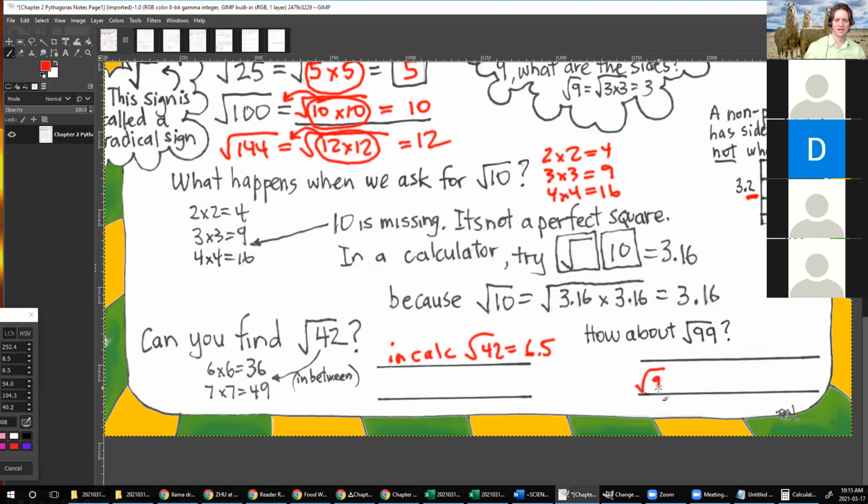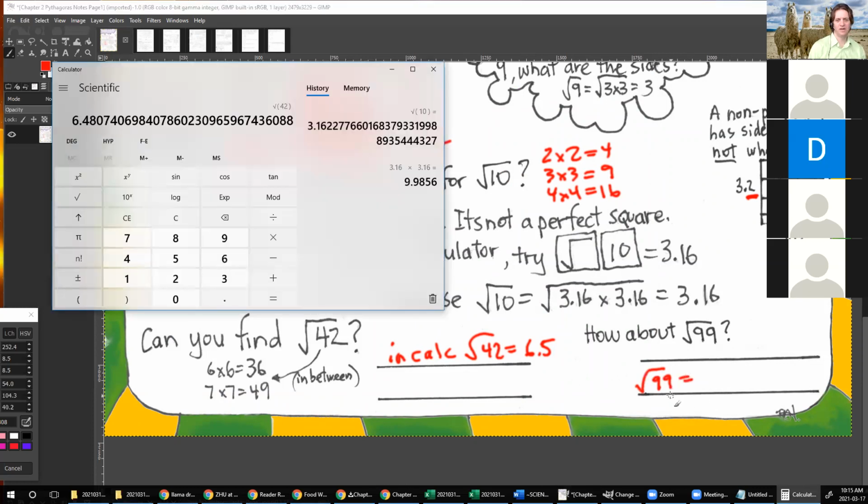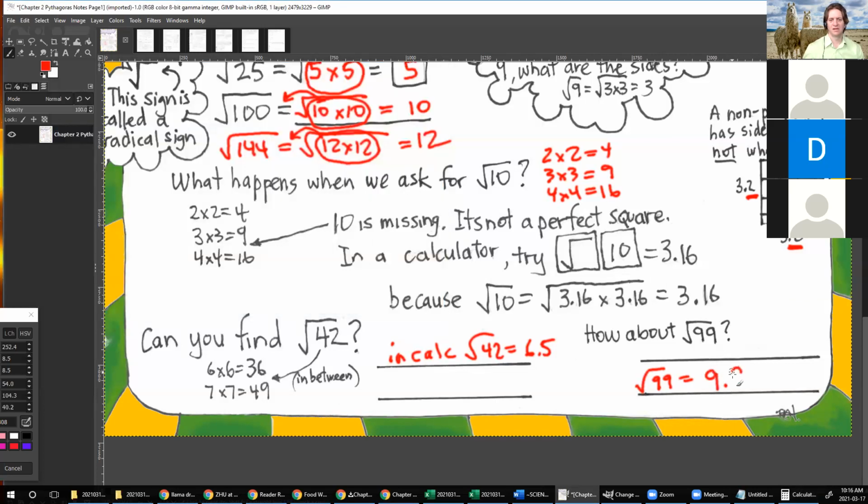Square root of 99 in a calculator. Let's do that here again. I know 9 times 9 is 81, and 10 times 10 is 100, which is really close. So it's going to be really close to 10. It's probably going to be like 9.9. And let's see, 99, 9.95. All right, that was pretty close. 9.95, something like that.